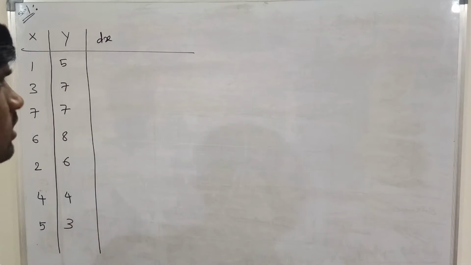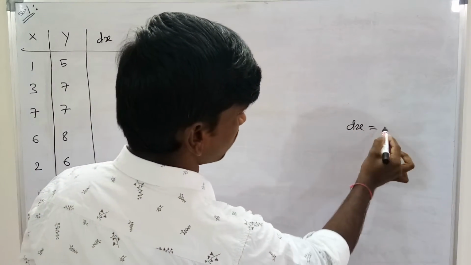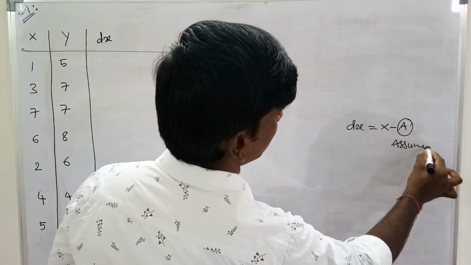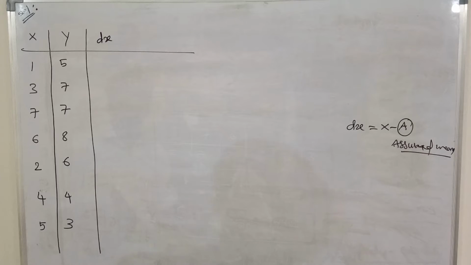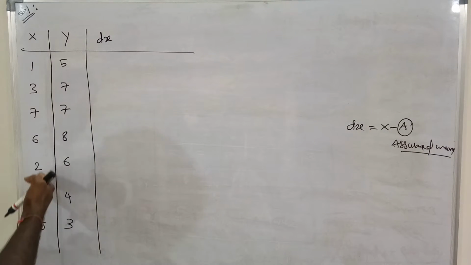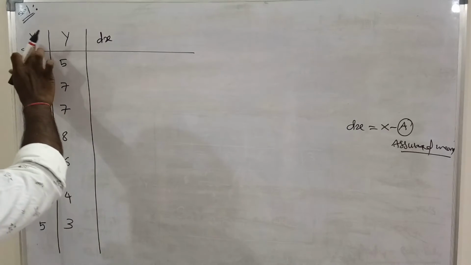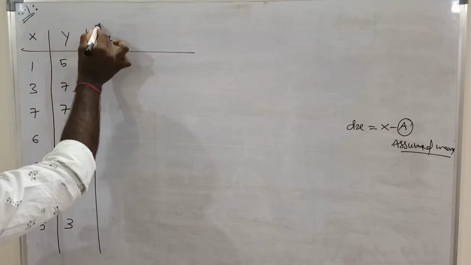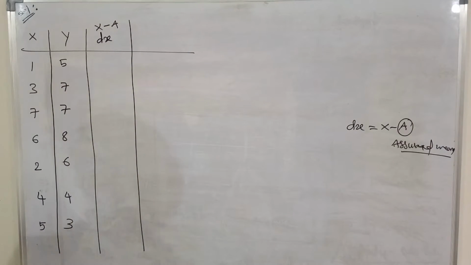dx. Already we have been discussing how to calculate dx. If we calculate dx, dx is equal to x minus a. A means assumed mean; the student can assume any one of the values in this series. The student assumes some value and subtracts that value from x, and we get dx. So here dx is equal to x minus assumed mean. The student can assume any value as the assumed mean.